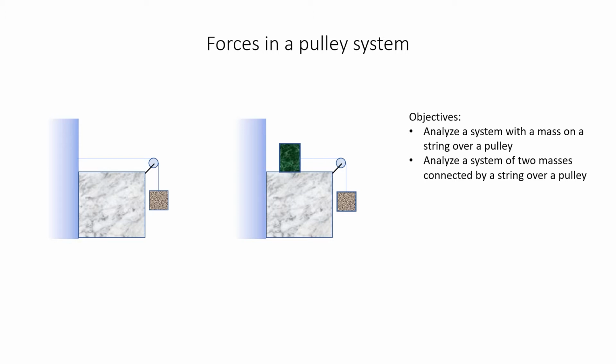Some analysis on systems where there's a pulley involved. The first system we'll look at has a mass hanging on a cord that goes over a pulley and is attached to the wall. The second system has a mass that's hanging on a cord going over a pulley attached to a second mass that's on the table.